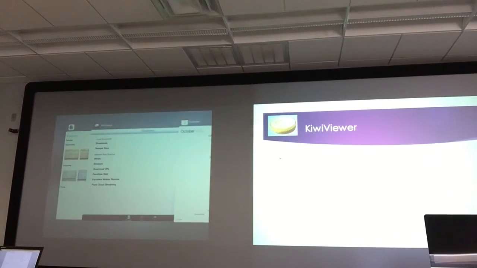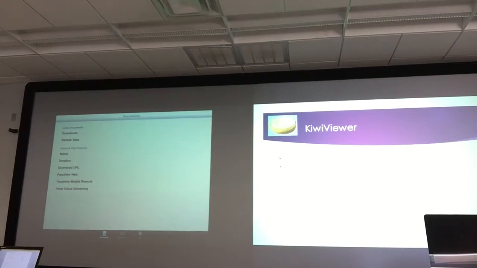app. So Kiwi Viewer is free, it's open source, and it's for visualization. So it's compatible with a variety of file formats. So what I'm going to show you is my research is in protein structure analysis, so molecular dynamics simulations.